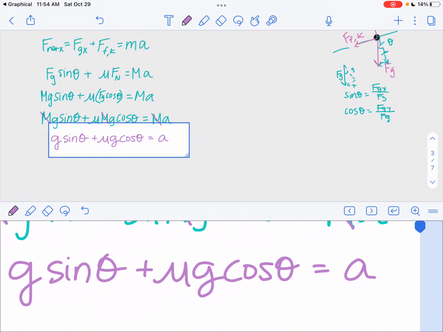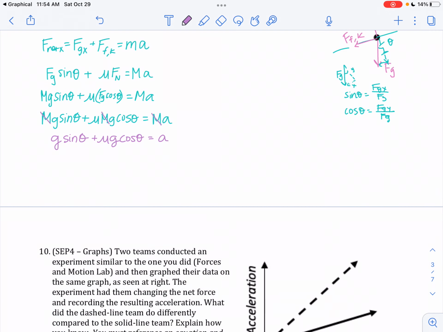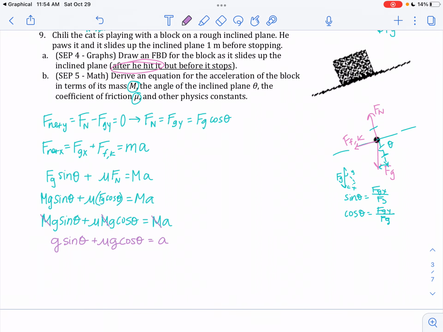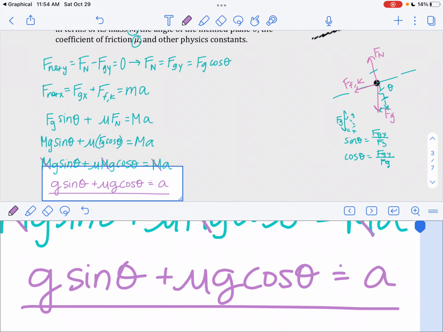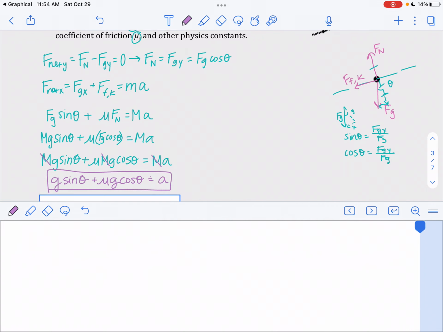And then I have an expression for acceleration. Let me double check it's actually in terms of things that are allowed. So g is okay because it's a physics constant. Sine theta is fine because theta is allowed. Mu is fine because mu is allowed. g is fine because it's a physics constant. Cosine theta is fine because theta is allowed. And that is my expression.